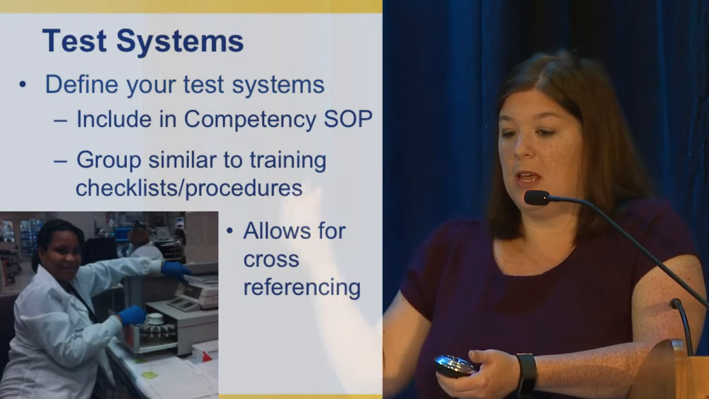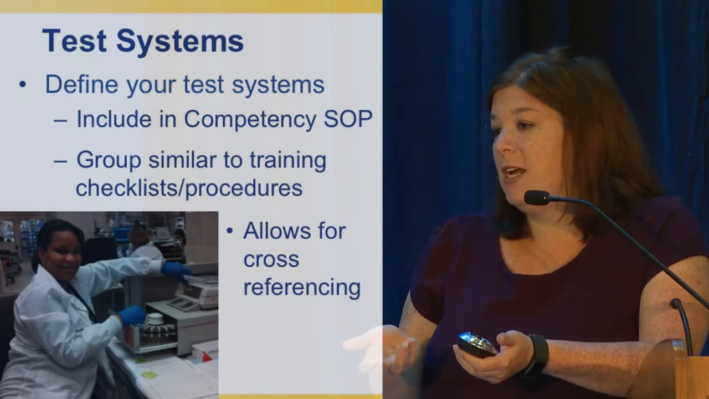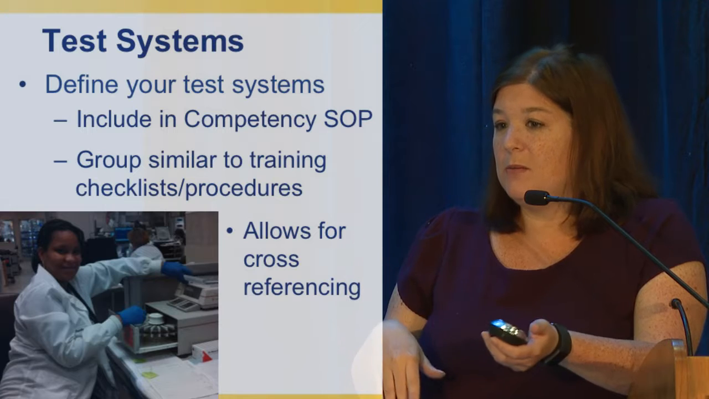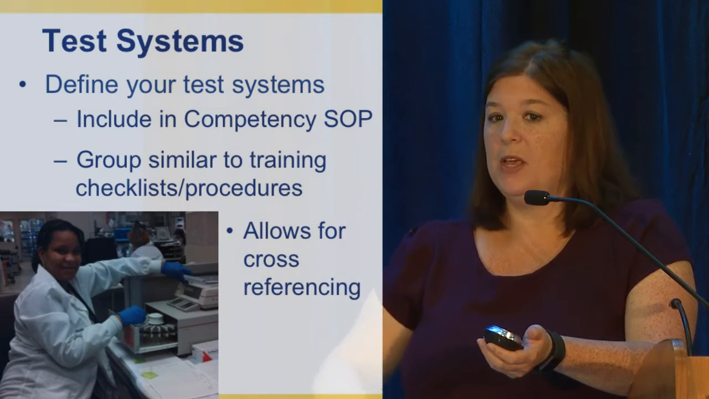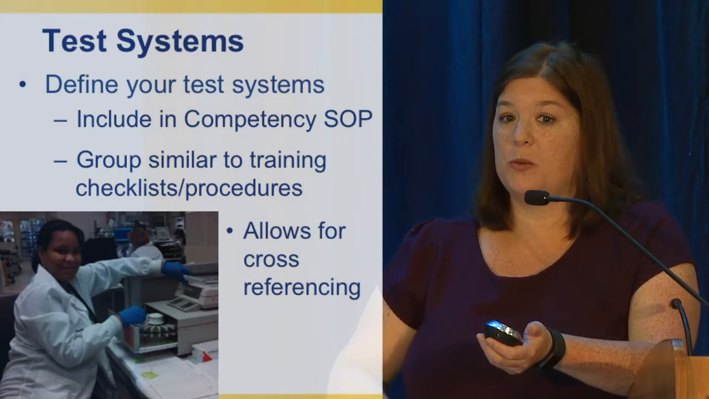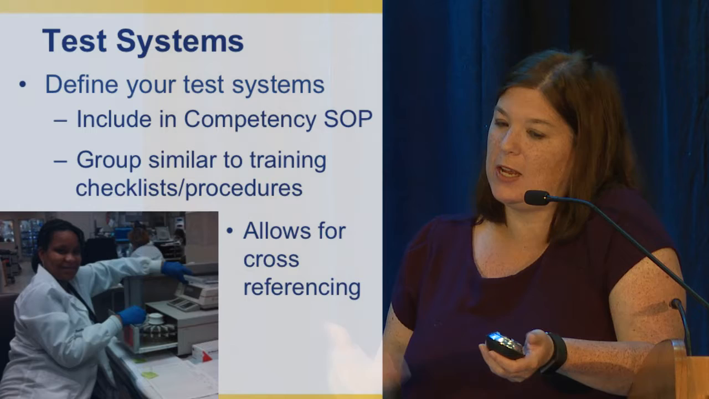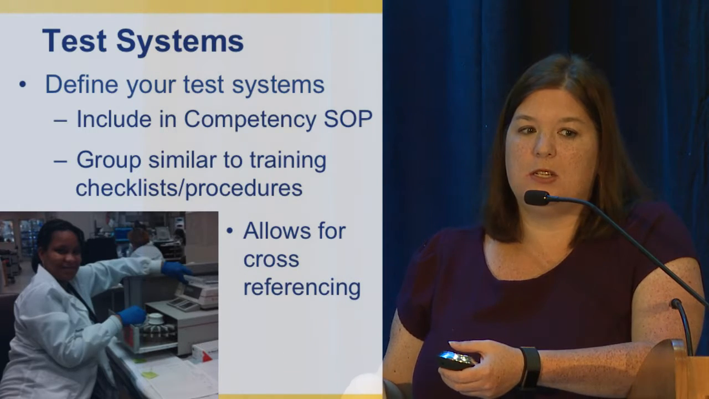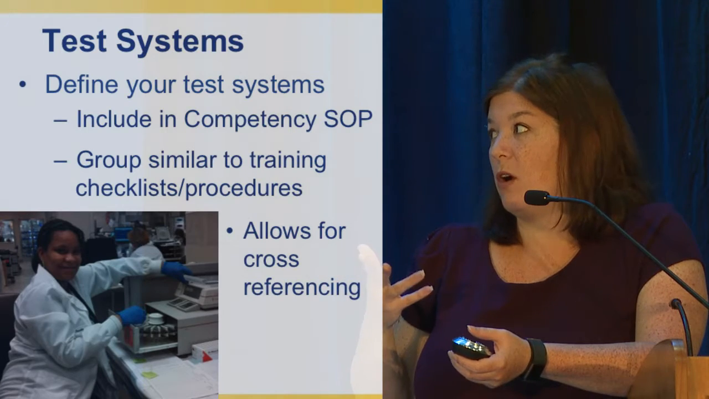If you're already grouping things in that way, that's a really easy way to define your test systems. And the other really nice thing about that is if somebody's not trained in a certain test system, then you can say, okay, well then these procedures pertain to this test system. They don't have a training checklist done, so guess what? They don't have to be done competency for that test system because they haven't been trained at it. So it made it really easy to streamline that so I wasn't missing any test system for any of our employees.